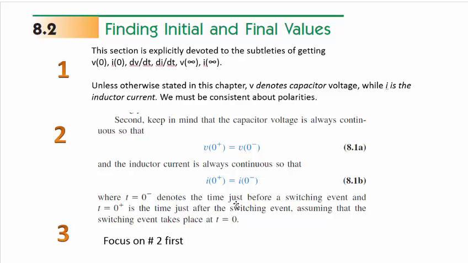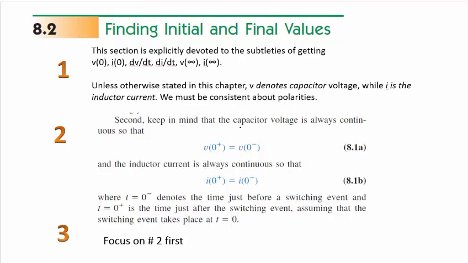So keep in mind that capacitor voltages are always continuous. A capacitor cannot suddenly change voltage. So the voltage is continuous when the switch is closed or the switch is opened, whatever the case may be in the circuit that we are analyzing.